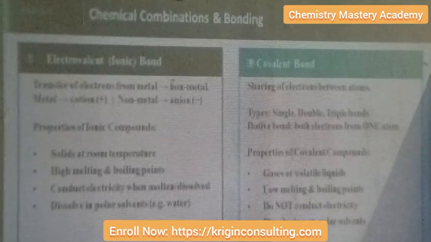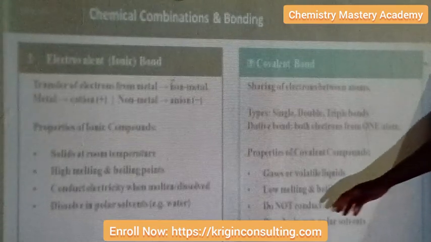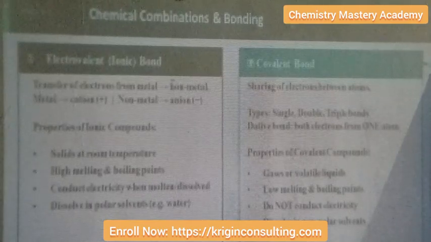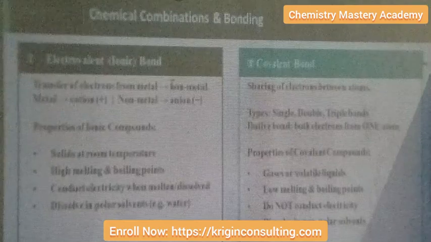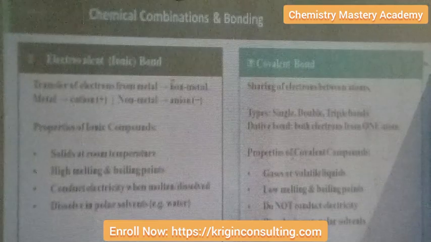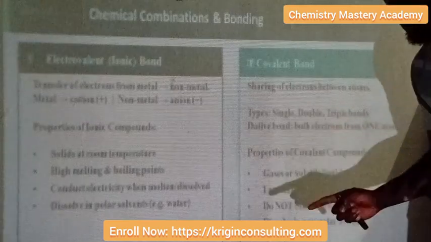So hydrocarbons are a typical example of covalent compounds. Then another characteristic of covalent compound is that they have low melting and boiling point. Another thing is that they do not conduct electricity. Another thing is that they dissolve in non-polar solvent. They don't dissolve in polar solvent.